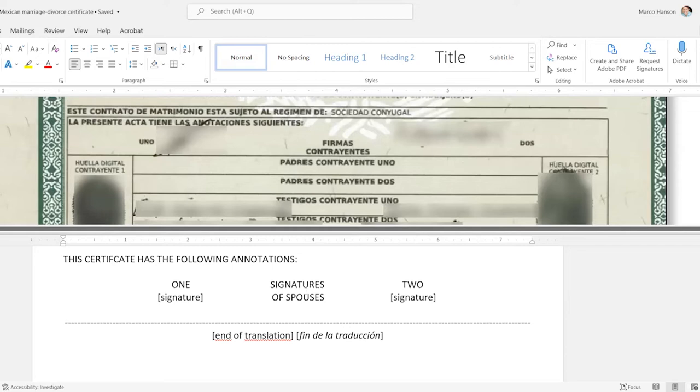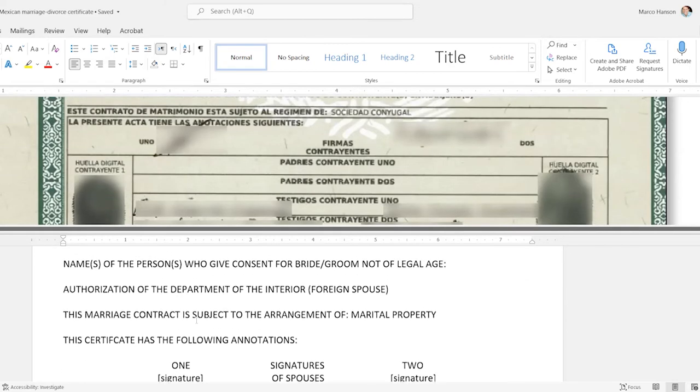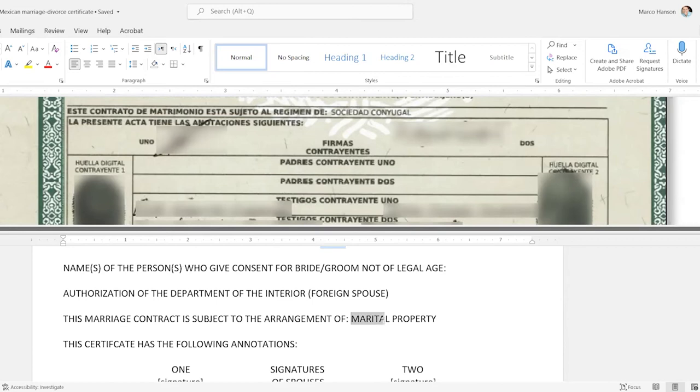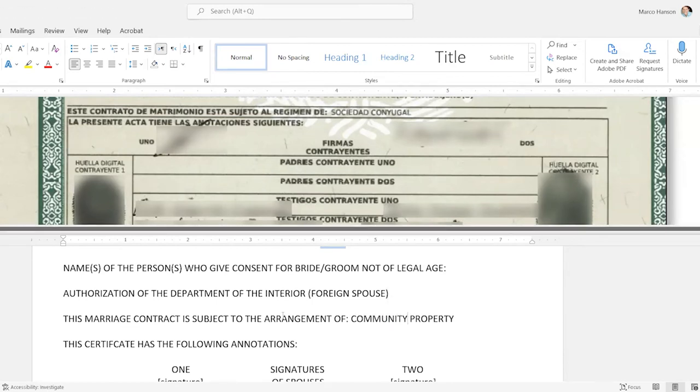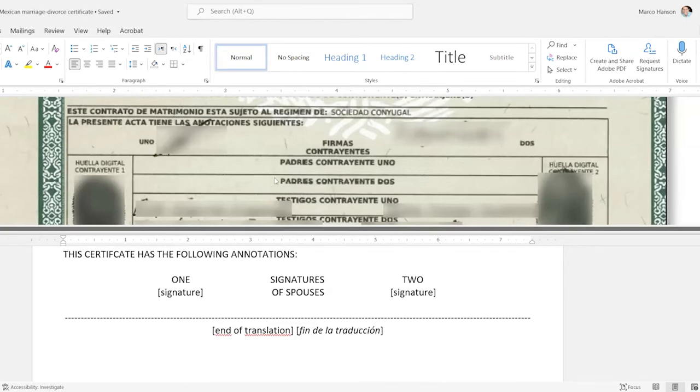Patricia suggests community property for sociedad conyugal. Sounds fine. I will change that. Community property. Or common property is another way to say it.